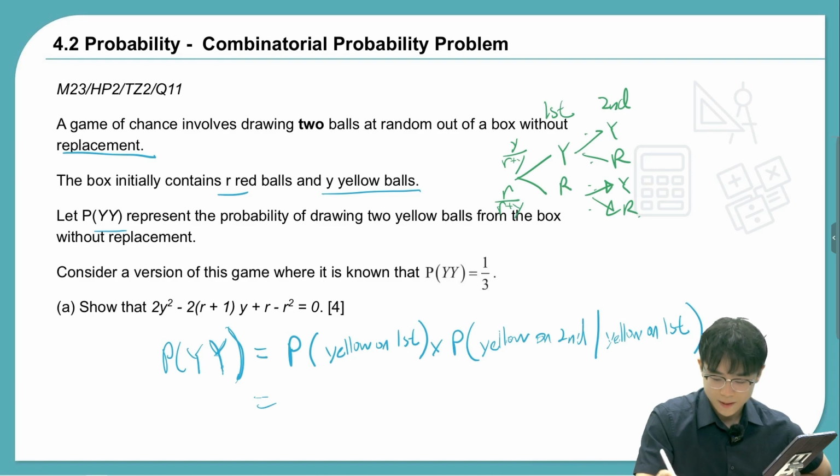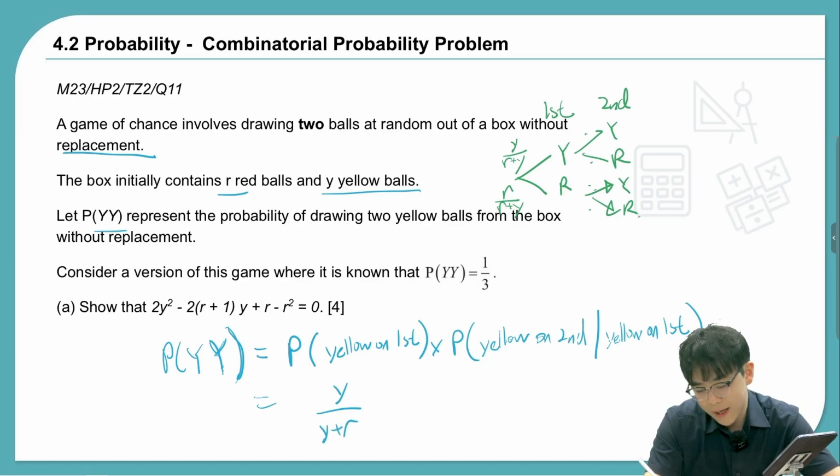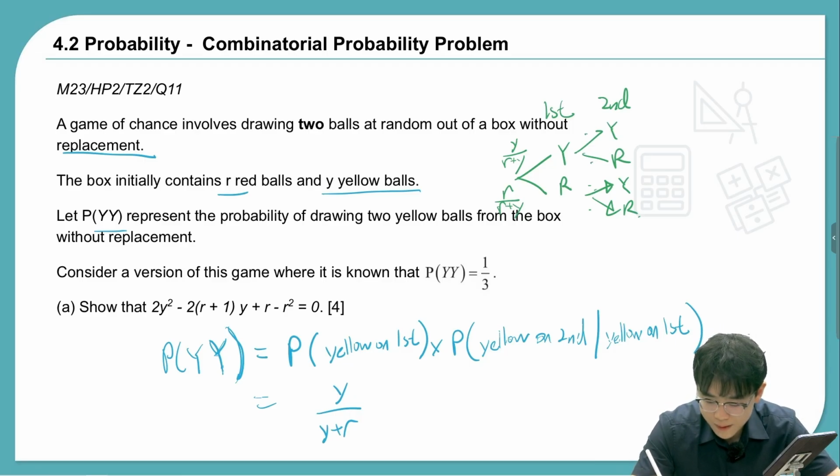And what I mean by that is, getting yellow on the first draw is nothing more than y over y plus r. Now, if we chose a yellow ball already, then the remaining balls would be 1 over y plus r minus 1. And then the remaining yellow balls would be y minus 1.